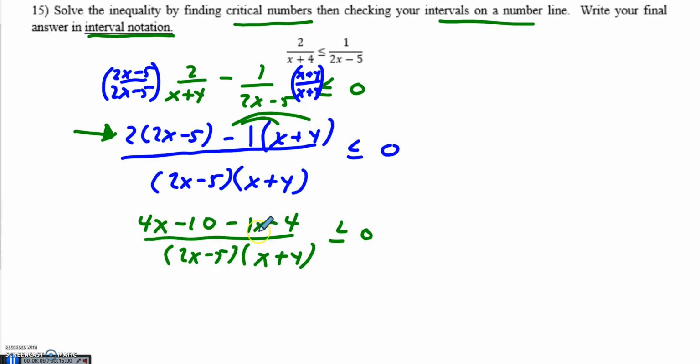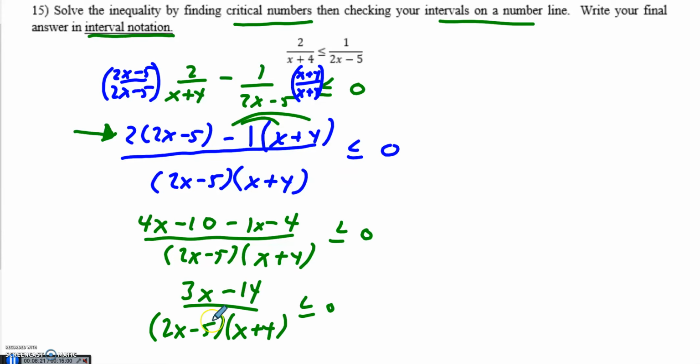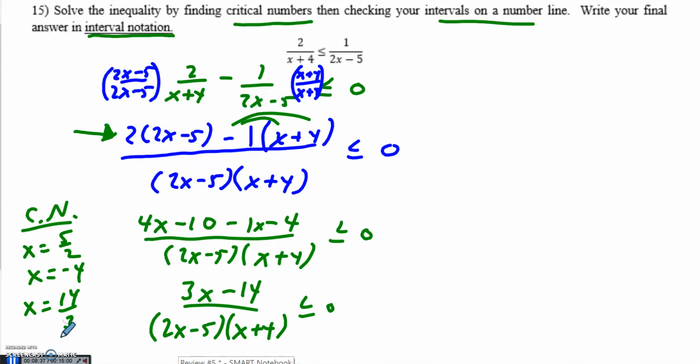So on the top, 4x minus 1x is 3x. Negative 10 minus 4 is negative 14. So this is my numerator. And my denominator would be this factored form. The reason I left it like this is now I can talk about my critical numbers. My critical numbers in the denominator are x equals 5/2 and x equals negative 4. If I multiply that out, I couldn't see that. And my critical number in the numerator is 14/3.